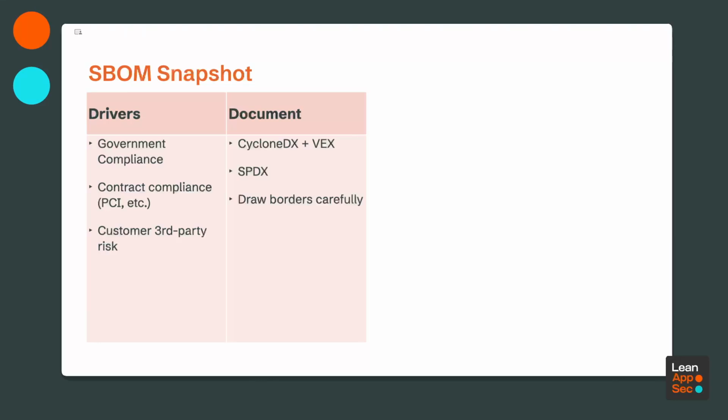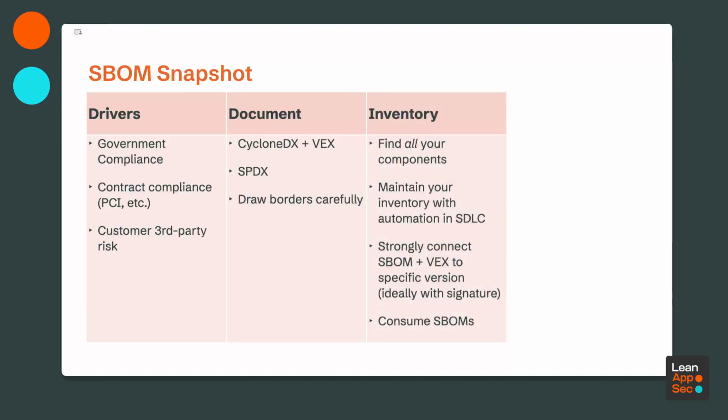And we discussed a little bit about how this document is really a reflection of something broader, that is a software inventory. And that in order to have a good SBOM, you need a good software inventory, one that allows you to find all of your components, maintain itself with automation. So you want to get into how your software is developed. You want to get into your automation pipelines and things like that in your CI environments, so that your inventory matches what you are deploying to production, and that you strongly connect that SBOM plus VEX document to the specific versions of the software that they relate to, ideally by signing the pair of them.